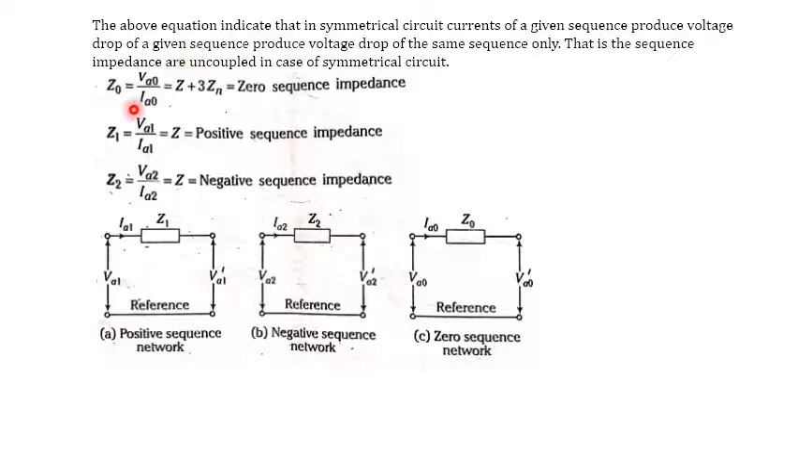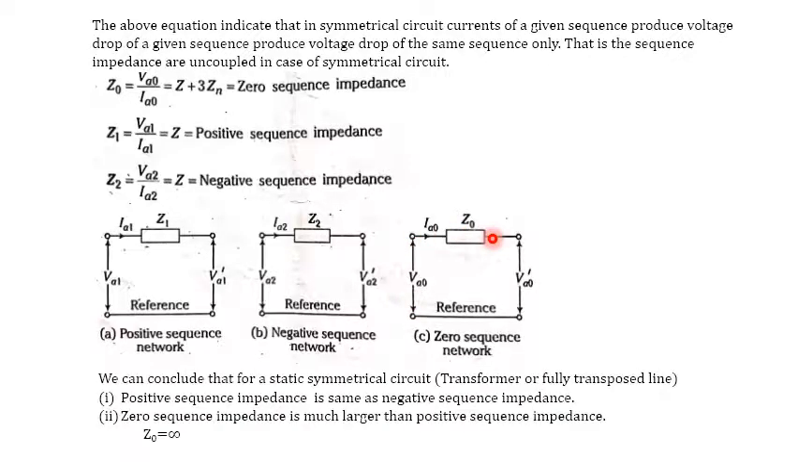So from this what we can write is, on a single phase basis we can apply these things. Let's do it for the positive, then for the negative and the zero. What is Va1? It is Ia1 and Z1. Similarly, what is Va2? It is Ia2 and Z2. What is Va0? Va0 is I0 and the Z0 value.